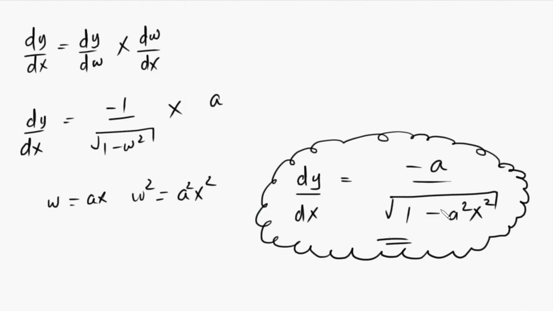Ndio hiyo hapo, huo ni mfano nimefanya. Okay, sasa tufanye kwa ya tatu. Ya tatu ni nini? Tan. y equals tan inverse of x. Hii maana yake nini? dy dx kwanza tunapataje hapo? Okay, ndo tunafanya sasa dy dx tunapataje.